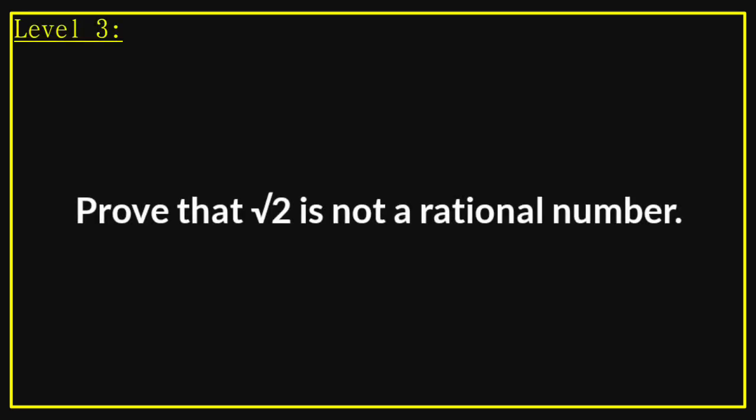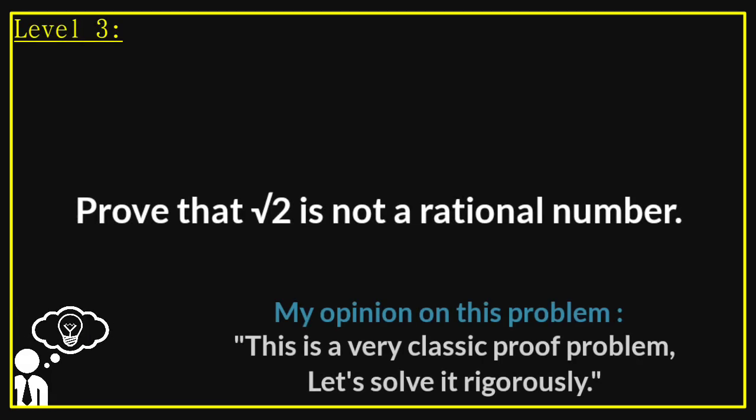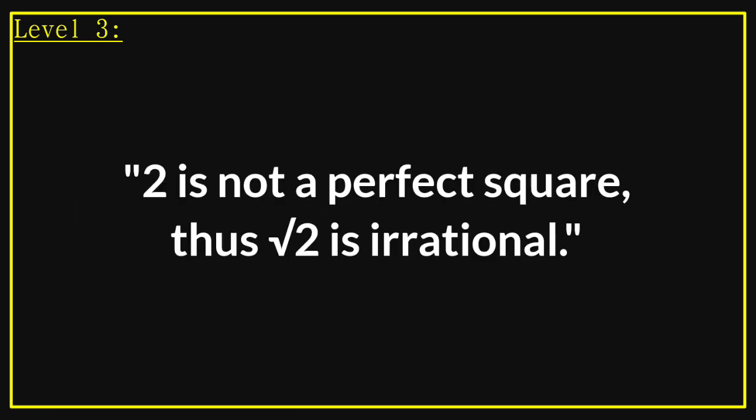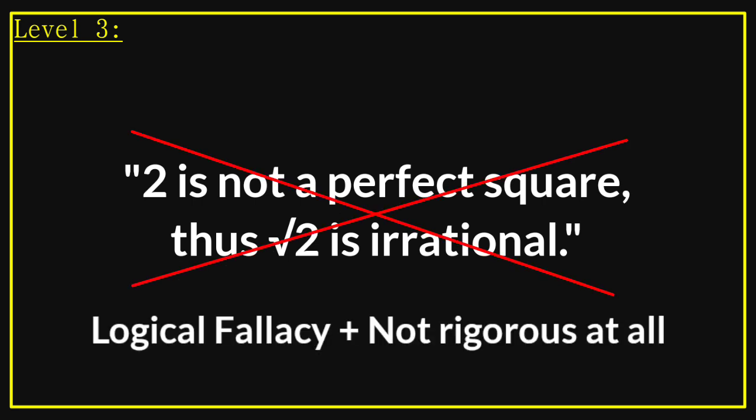Level 3. Prove that the square root of 2 is not a rational number. You could say since 2 is not a perfect square, then its square root is obviously irrational. But that's actually wrong and flawed, because you just proved something by assuming it, which is not rigorous at all.